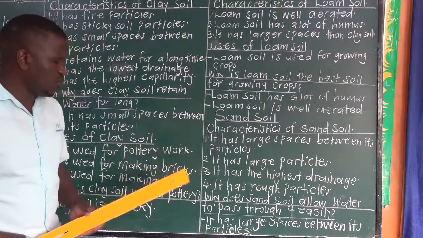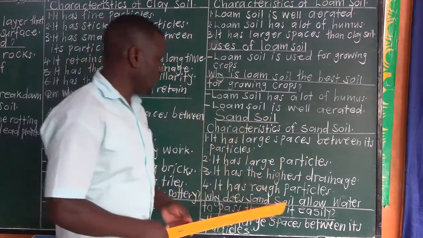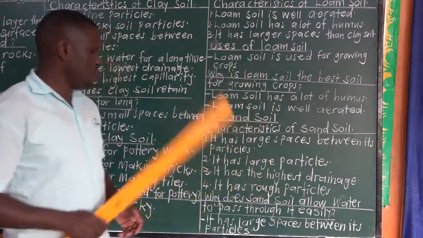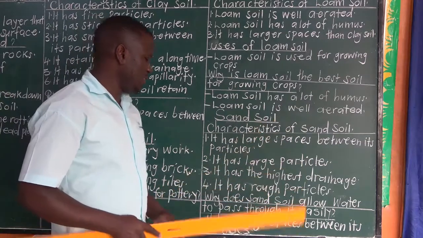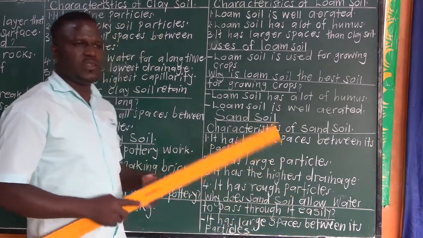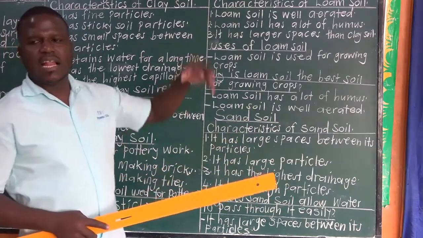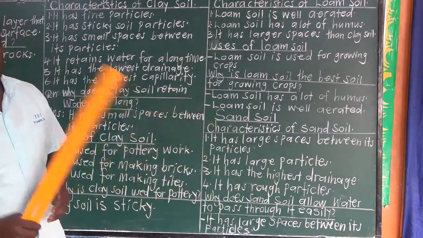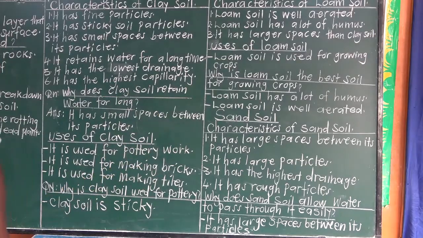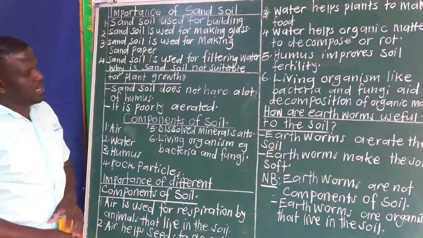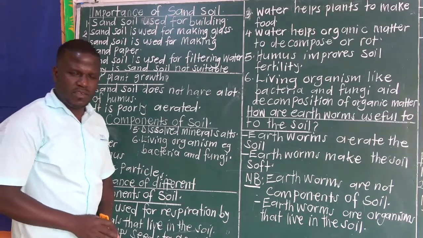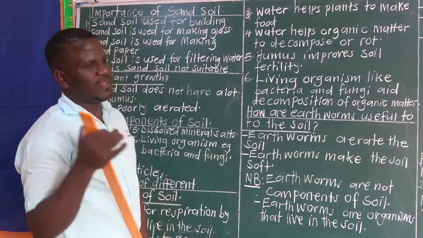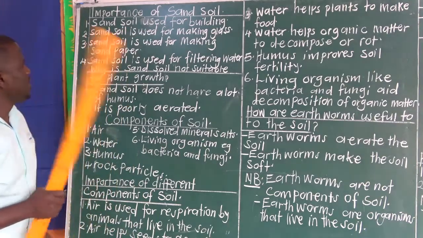They may ask you a question: why does sand soil allow water to pass through it easily? It is because it has large spaces between its particles. Those large spaces between the particles of sand soil allow a lot of water to go through it easily.